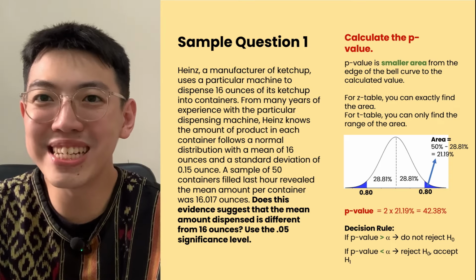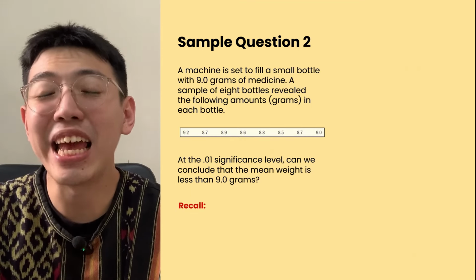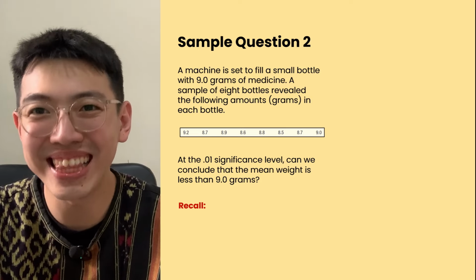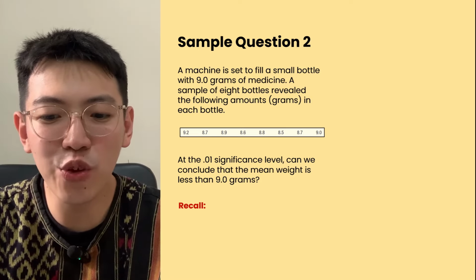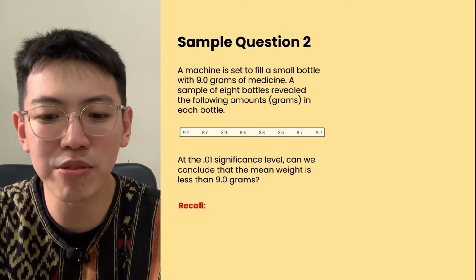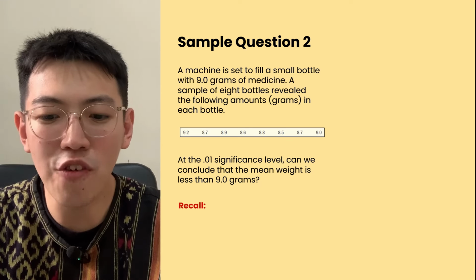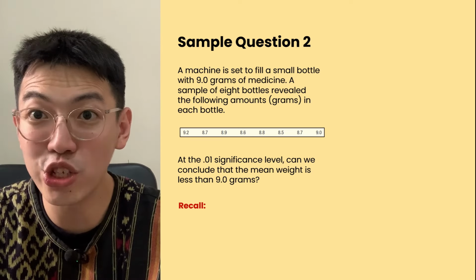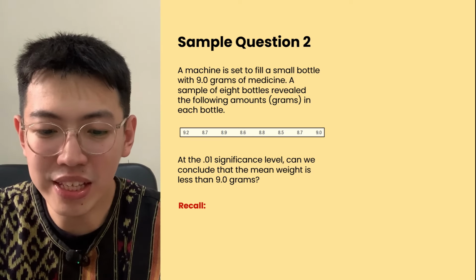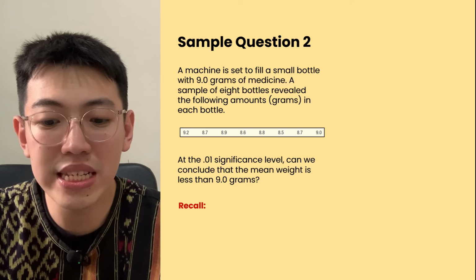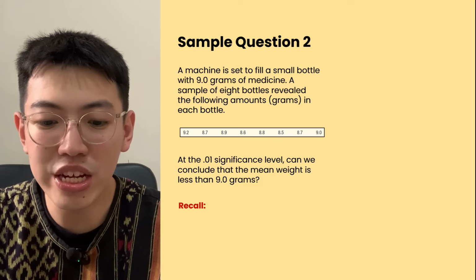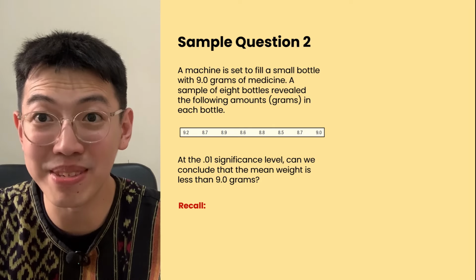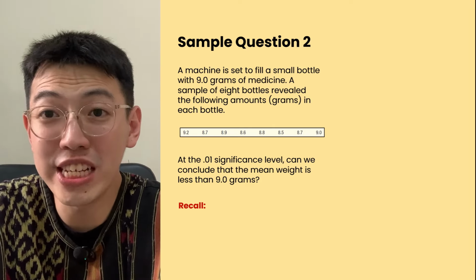Now we go to the second sample question. If previously we used a z-test, in this question we will use a t-test. A machine is set to fill a small bottle with 9 grams of medicine. A sample of 8 bottles revealed the following amounts in grams in each bottle. The data is given. At the 0.01 significance level, can we conclude that the mean weight is less than 9 grams? The population standard deviation is unknown.